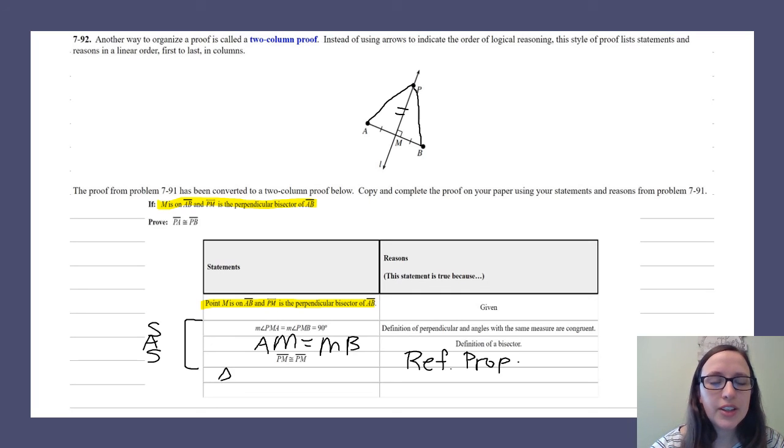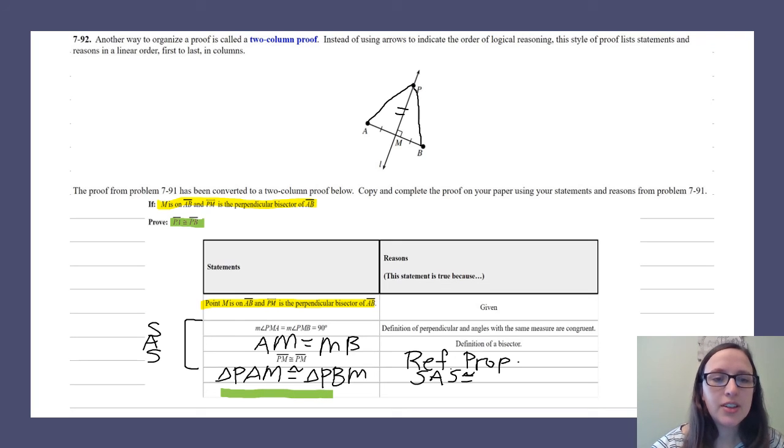So finally, we can write that triangle PAM is congruent to triangle PBM. If you remember, our reasoning was SAS, side angle side, were congruent. And finally, we can write the given statement. Given statement always goes at the very end. So PA is congruent to PB. And that's because corresponding parts of congruent triangles are congruent.